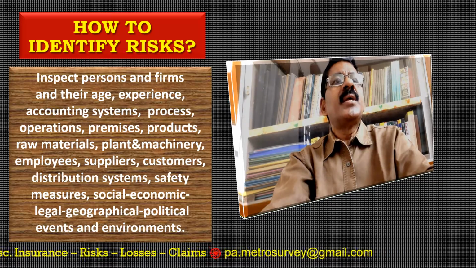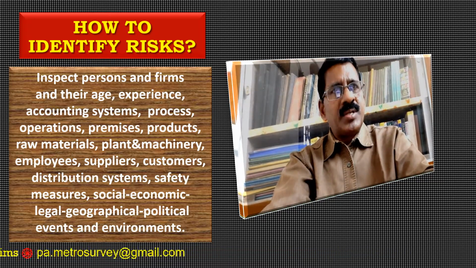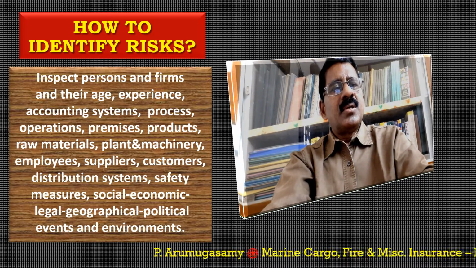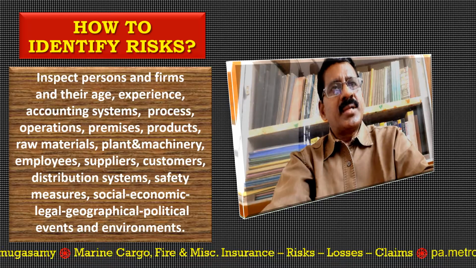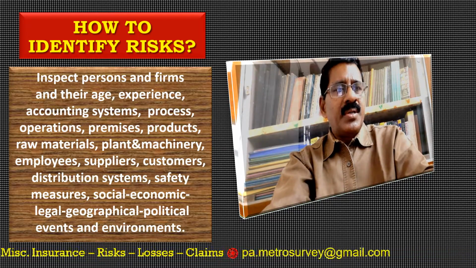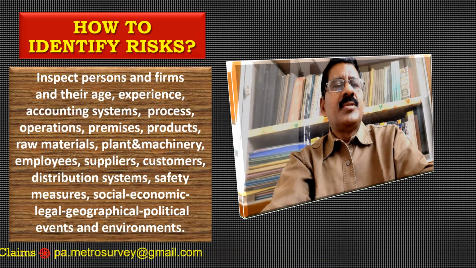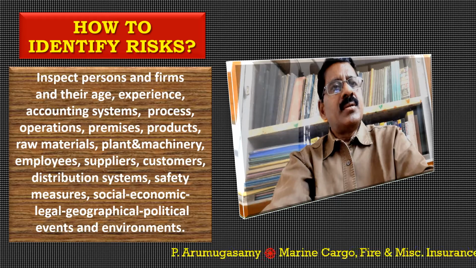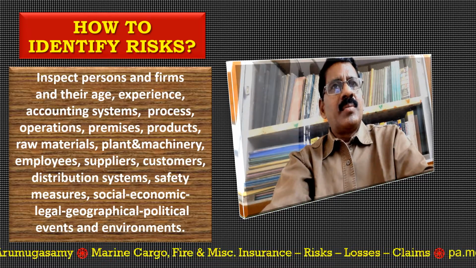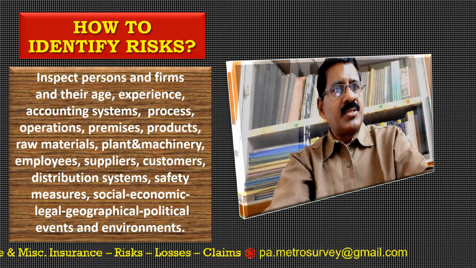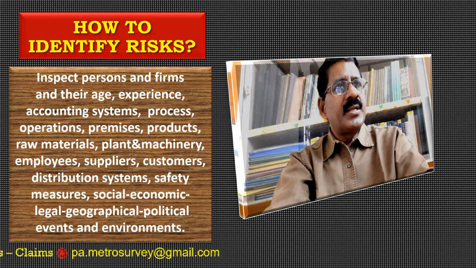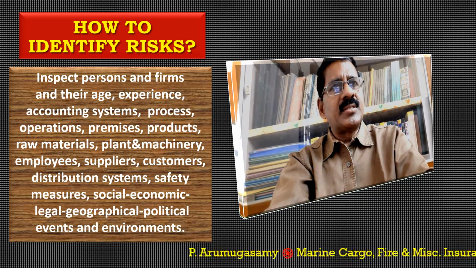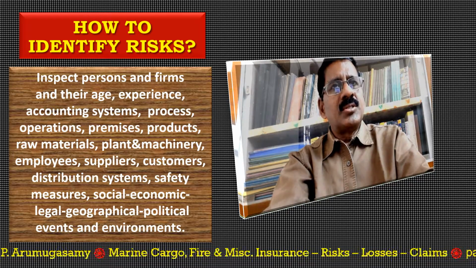about the risk bearers and their persons, firms, age, experience, accounting systems, process, events, operations, premises, products, raw materials, plant and machinery, other assets and liabilities, employees, suppliers, customers, distribution systems, safety measures and safety equipment, and prevailing social, economic, legal, geographical and political events, environments and situations, seriously and without neglecting any one of these aspects, all from a risk angle, and to minimize such risk, control its impact and thus possible losses.